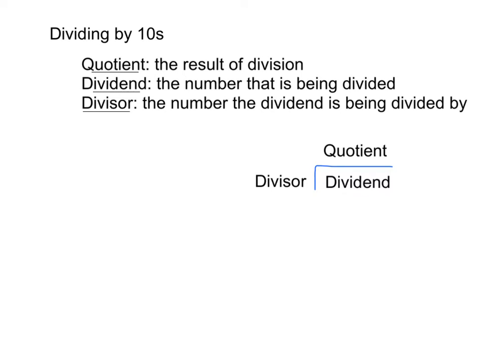In division, we call the number being divided up the dividend. The number it's being divided by is the divisor, and the answer is the quotient. So we could have a dividend of 56 divided by the divisor of 8. The quotient would be 7.